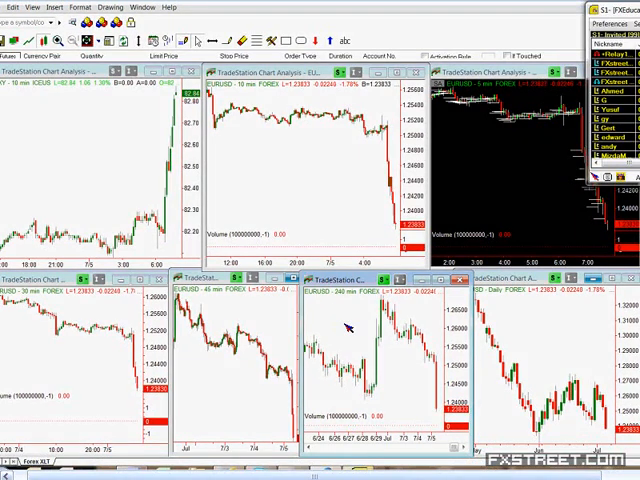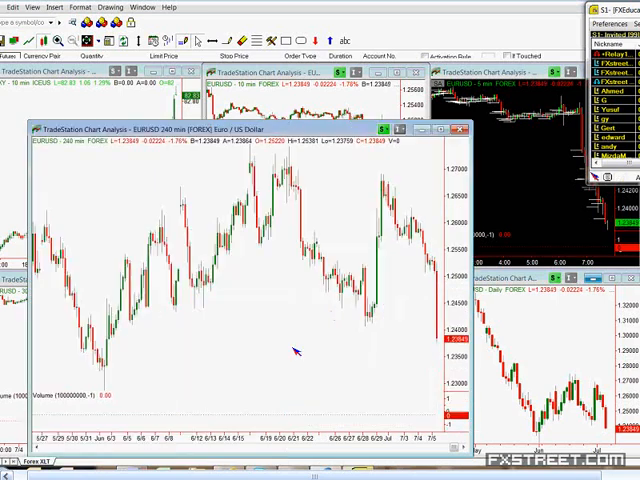Let's take a look at the euro. Let's identify some demand below. I think we already were very clear on the larger time frame, and what we thought was going to happen is playing out.